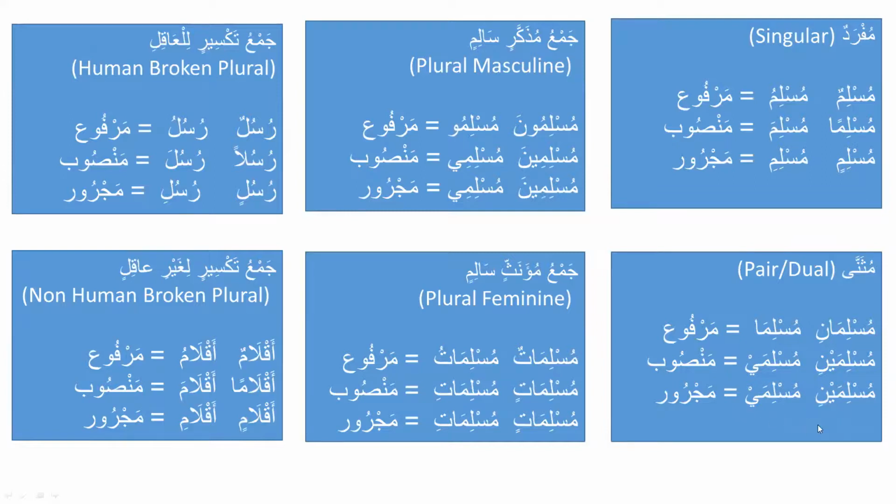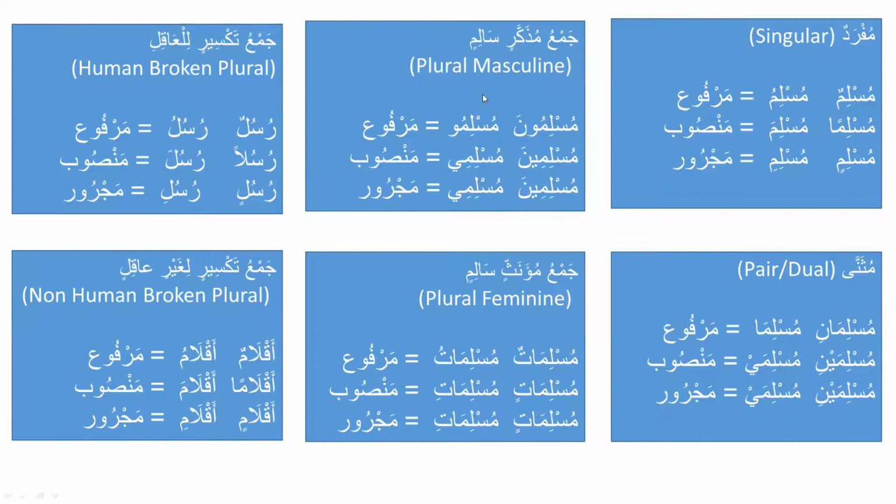So the nasb and jar are always the same, but by context you should be able to know if this one is the done-to or the victim, or if this one is a possessive case or a word after "of" to make it majrur. But this is the form of dual or pair.